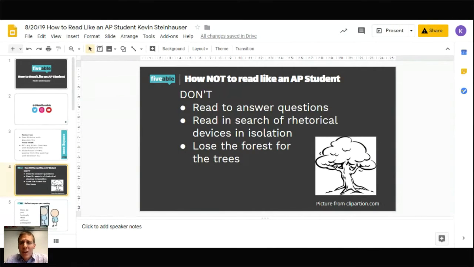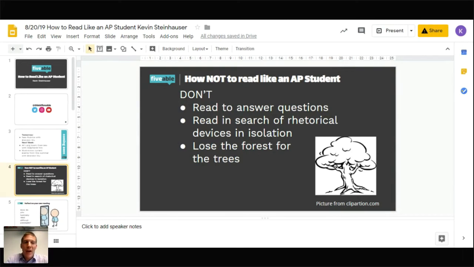So first, don't read to answer questions. If you're worrying about the questions, you're often missing the bigger point of just reading and reading comprehension. I used to tell my students, flip to the questions, read them first, they'll guide your reading. I actually encourage the opposite now. I tell my students, don't even look at the questions until you understand the passage.